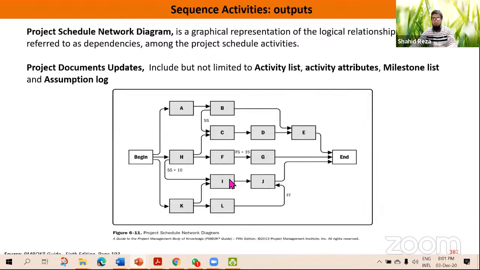Loop means deadlock situation. From start to end, there are a lot of paths, you see. So this is one path. In this path, you can actually move from beginning to end. So everywhere, if you follow any path, you can reach the end using any path. It will not happen like that, the deadlock situation, where you cannot go to the end. That will not happen in the network diagram.